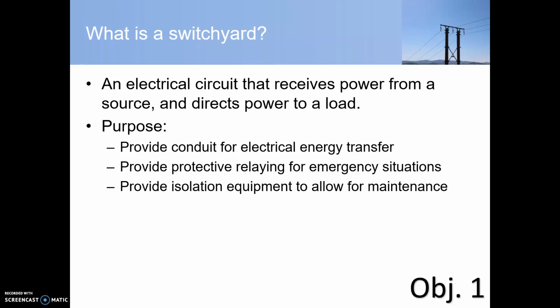A switchyard serves three purposes. The first purpose is to provide a conduit for electrical energy transfer. In other words, a piece of metal that's going to transfer voltage and current from the generating source, which in our case is the turbine generator, to electrical load for sale, the transmission substation. The switchyard also provides protective relaying for emergency situations. Finally, the switchyard provides isolation equipment to allow for maintenance. It's important to note that while this does cover Objective 1, more detail will be provided on these particular purposes in future objectives.